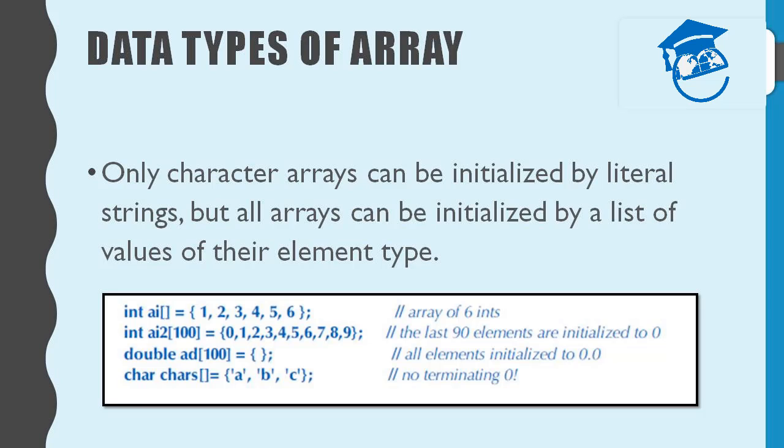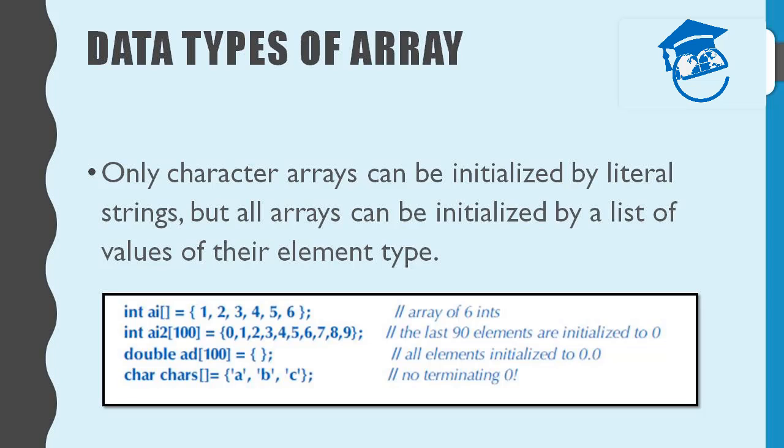In the third code line, all the elements are initialized to the value 0.0. That is because it has only the curly braces without values. Therefore, it would get the default value 0.0. In the fourth code line, it's a character array. In this method of initialization, it does not add a 0 at the end. Adding a 0 at the end rule is for literal character strings only.